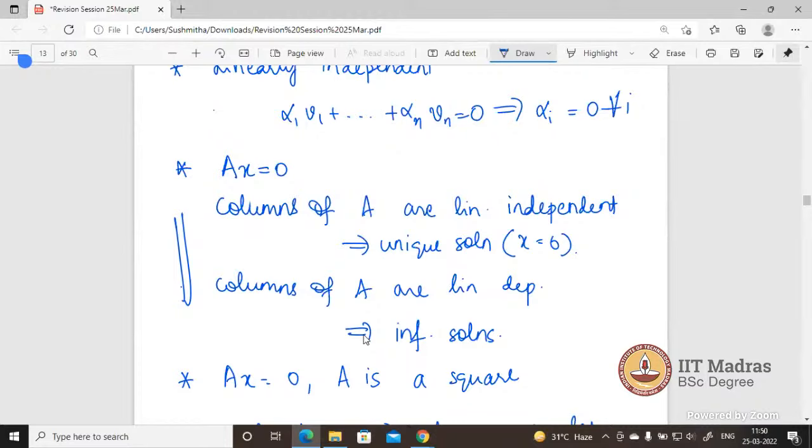When the columns are linearly independent, every column will have a pivot, and because of that there will be a unique solution. And if there is no pivot, then they are dependent. If there is at least one column without a pivot, that will happen if the columns are linearly dependent. In that case, you will have infinitely many solutions. If there is one column without a pivot, it means that particular variable is independent, right?